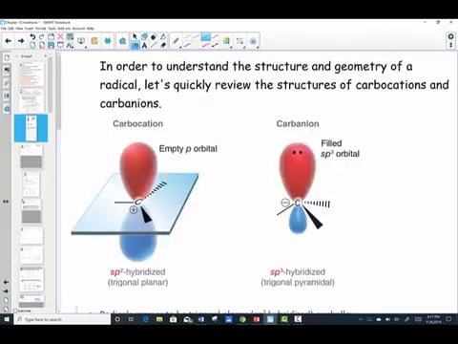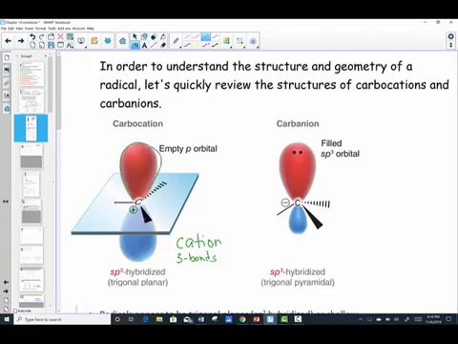In order to understand the structure and geometry of a radical, let's quickly review the carbocation and carbanion hybridization. So here we have a cation. Now the cation is a positively charged, three-bonded carbon. So instead of the normal four bonds, it only has three bonds. And therefore, you can see this completely empty orbital.